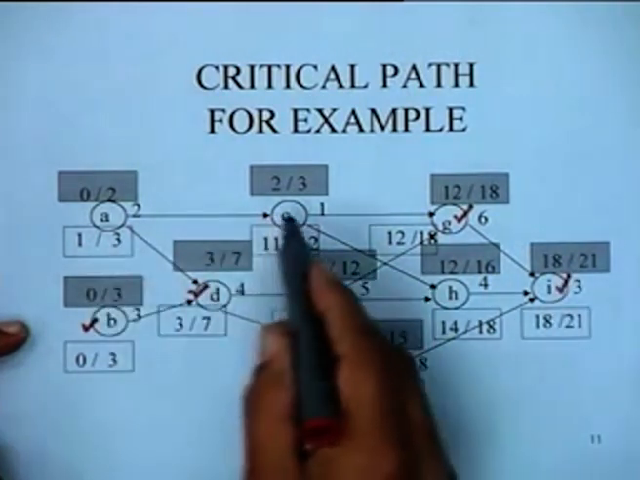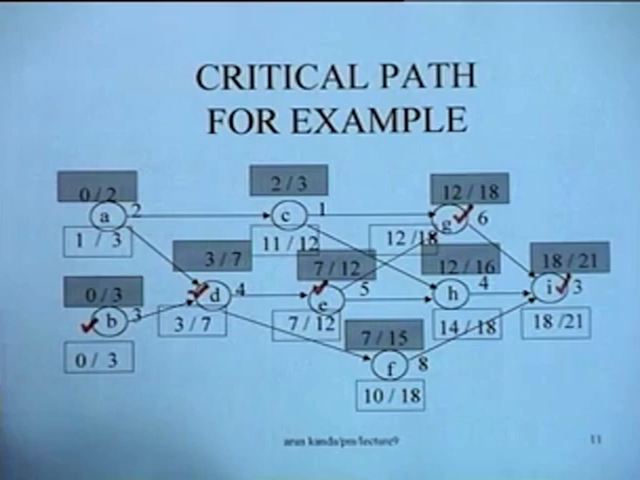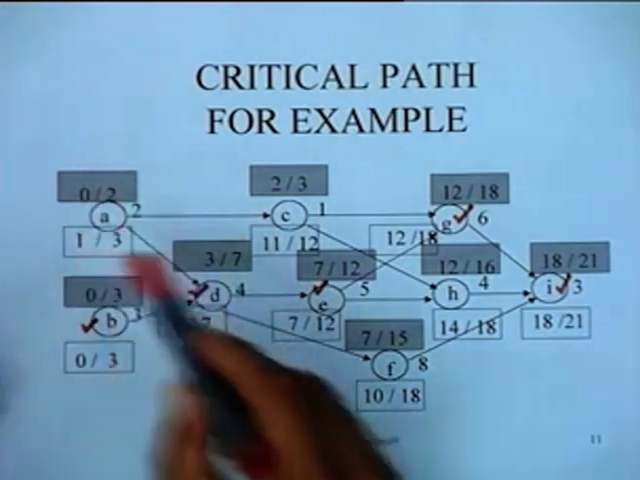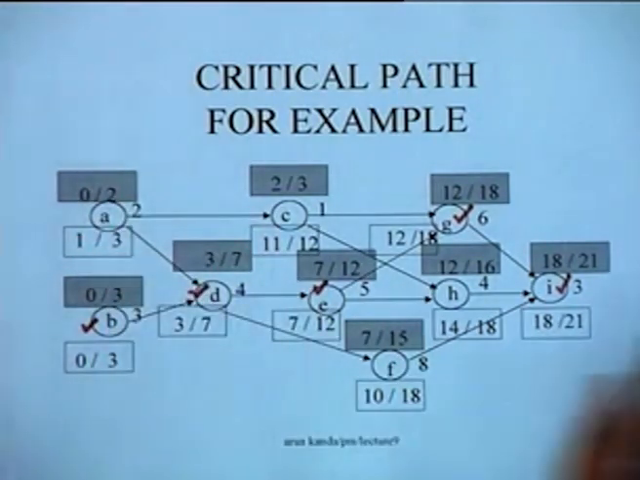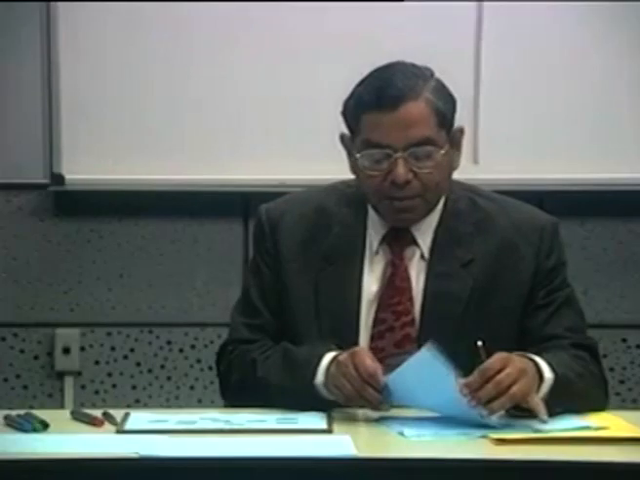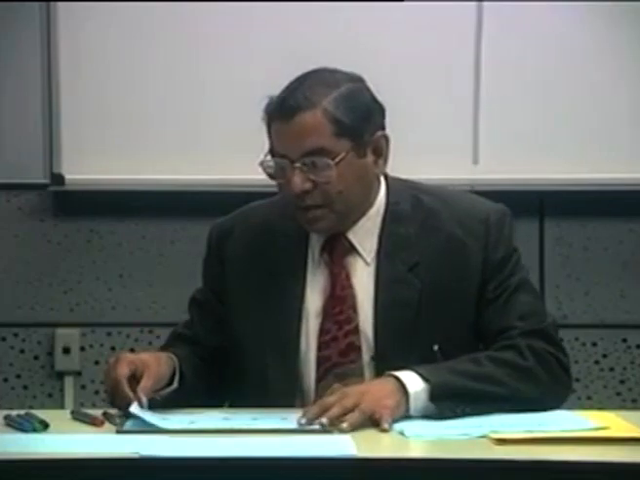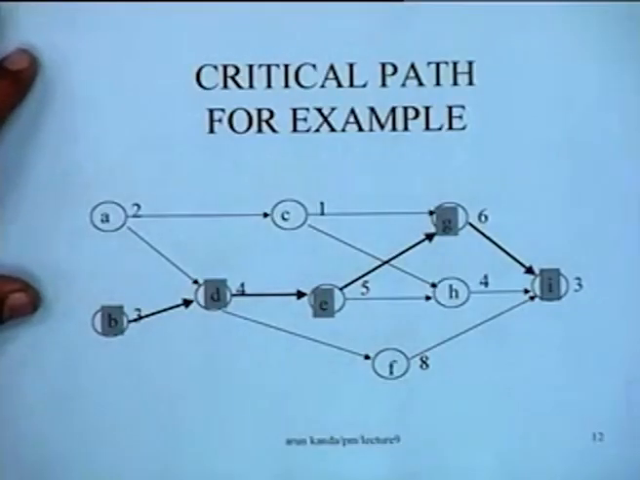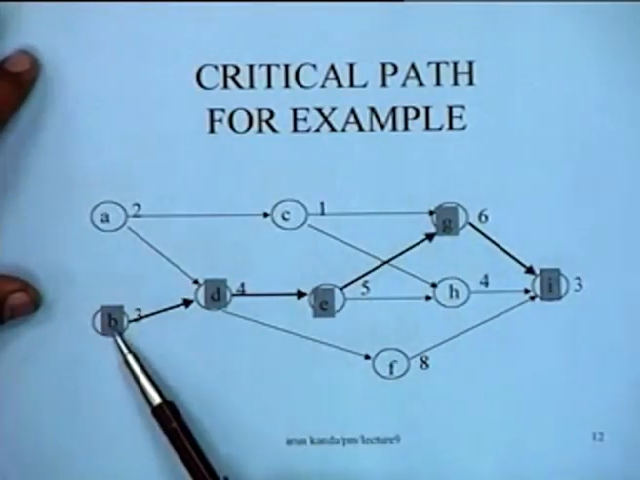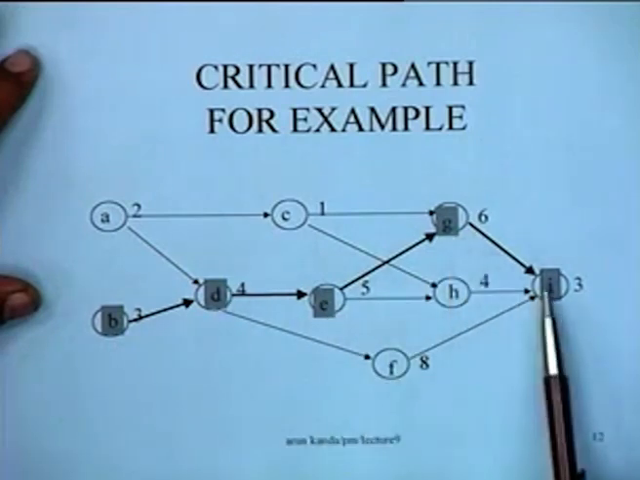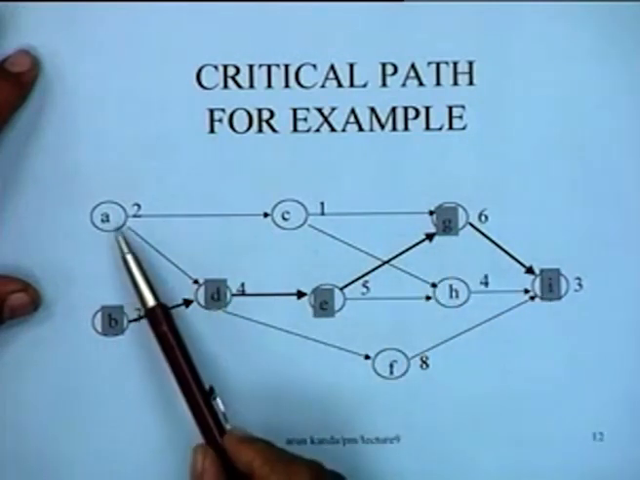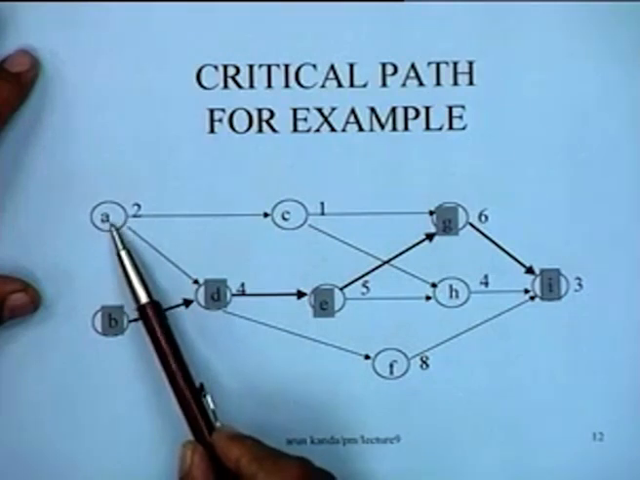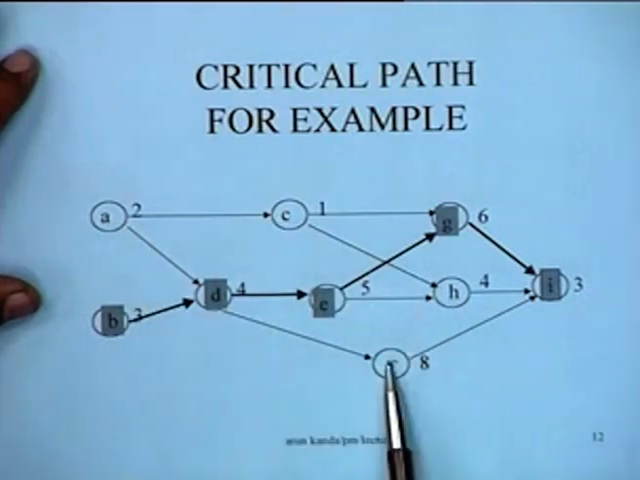The other activities are not critical because they have a certain amount of total float which is greater than 0. So the critical path for this particular example can be shown more clearly here. The critical path for this particular example is B, D, E, G, I, and the other non-critical activities are A, C, H, and F as shown from this particular representation.